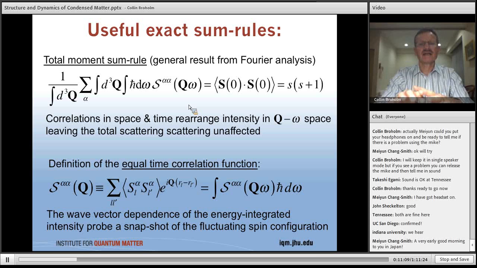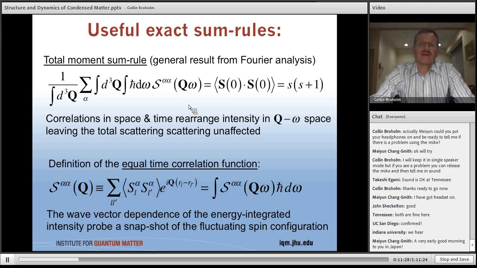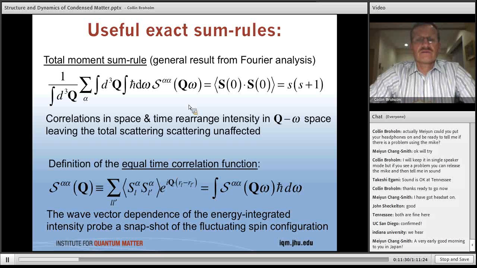But there's nothing that has to do with the correlations between the spins or all the physics of the interacting spins that can change what is going to be the total strength of the overall magnetic scattering. That's what this expression tells us. And so there are many instances during experiments where this is very important and useful to keep in mind.